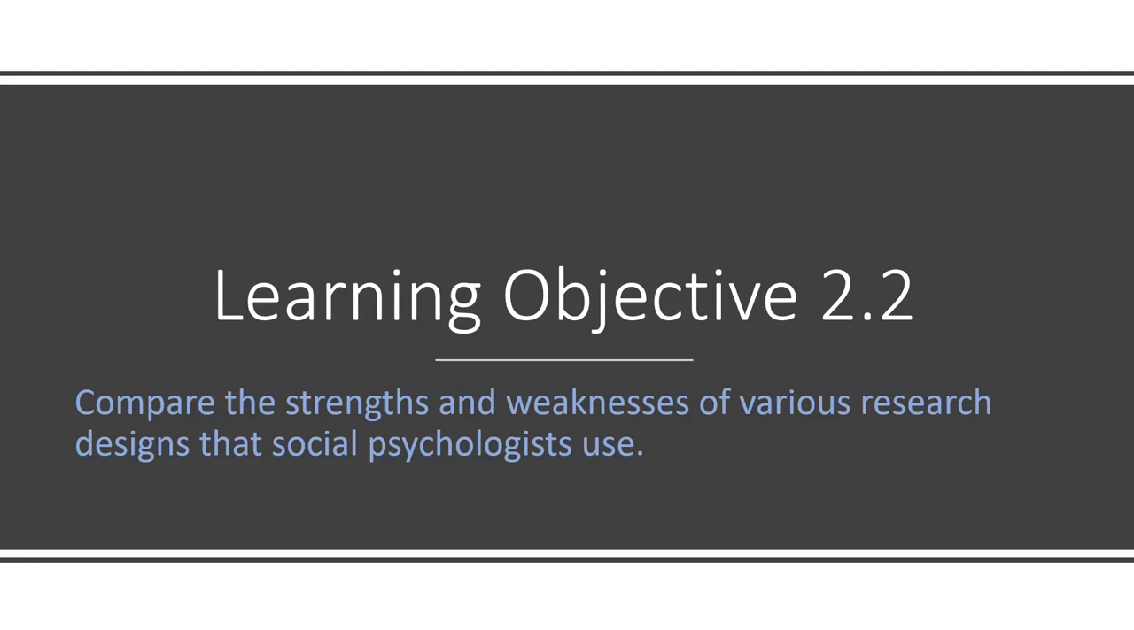Welcome back. This video will cover Learning Objective 2.2 for Chapter 2 in PSY 235 Social Psychology. In this learning objective, you're going to be comparing the strengths and weaknesses of different research designs, and these will be broadly defined research designs that social psychologists and scientists in general use.